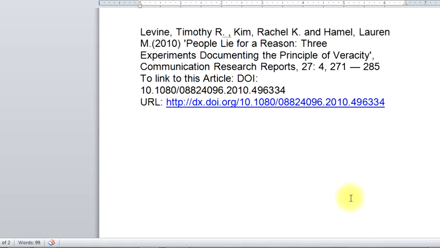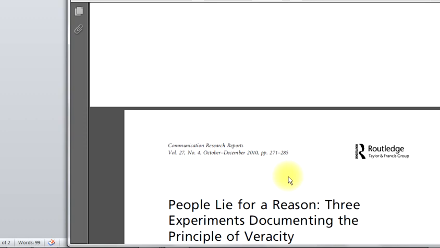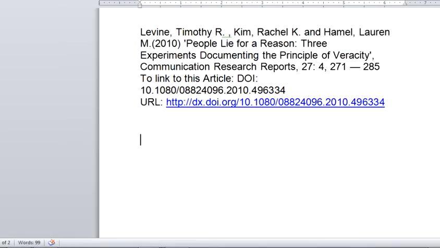In this video I want to show you how to do an APA works cited for a journal article with more than one author. Here's the information: the journal name and the volume and the page numbers. Here are your authors. Here's the main title and then the subtitle separated by the colon, and this is a two-tier title. I copied and pasted this data to a Word document.